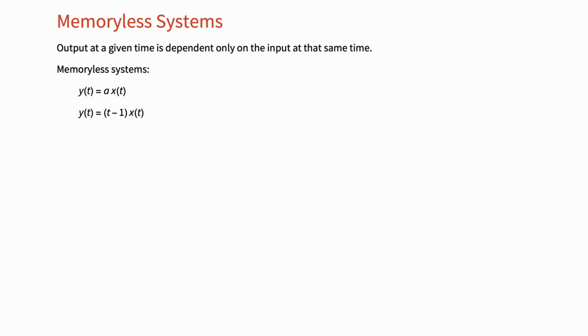Here are a couple more examples where the system is not memoryless, and we say it has memory. The first one, y of n is equal to x of n minus 1. The system is not memoryless since to find the value of y at n, we need to know the value of x at n minus 1. This system is called unit delay. The output is a delayed version of the input, and delays, in fact, require memory.